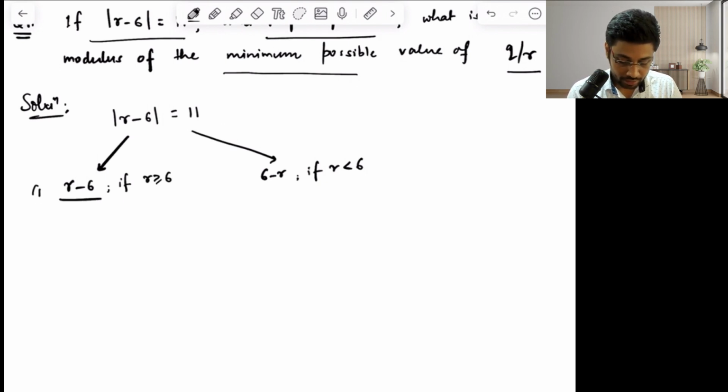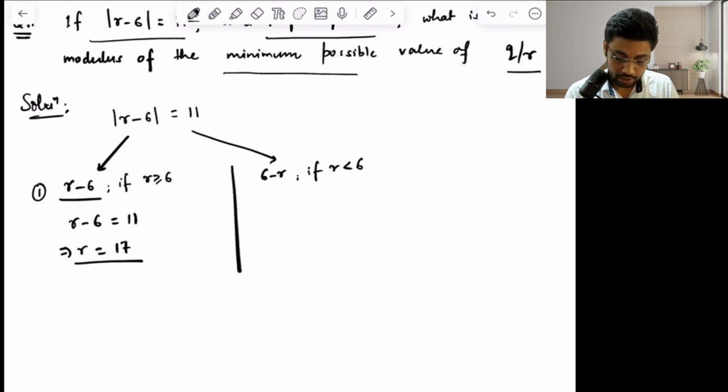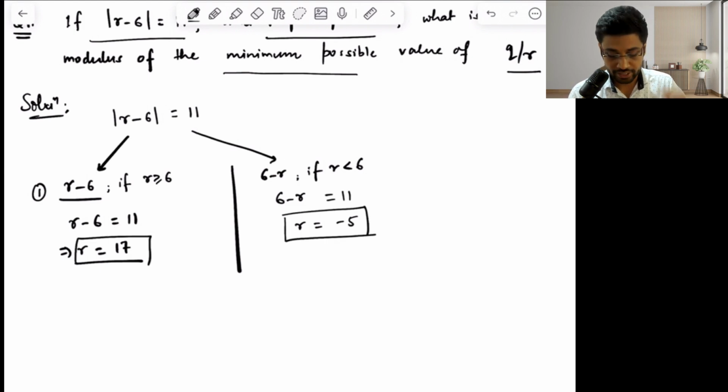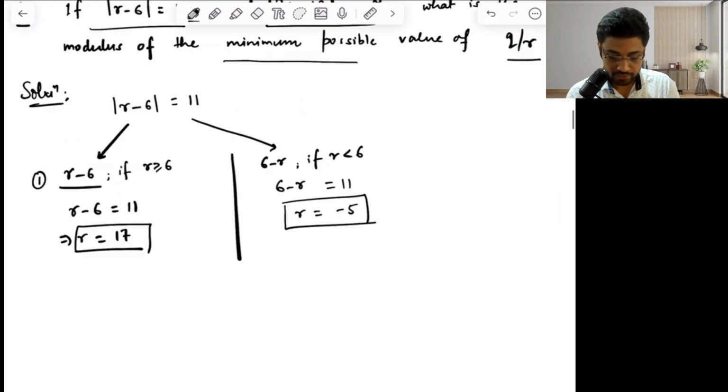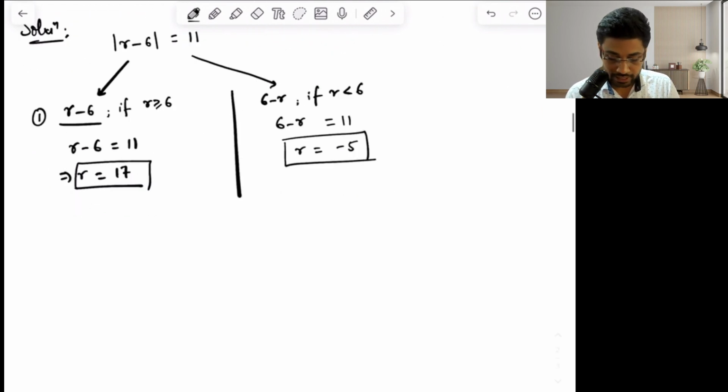In the first case, when modulus of r minus 6 is equal to r minus 6, we put r minus 6 equal to 11, which implies r is equal to 17. In the second case, modulus of r minus 6 is equal to 6 minus r, given that r is less than 6, and that again is equal to 11, which implies r is equal to minus 5. So these are the two possible values of r. It can be either plus 17 or minus 5. Let us solve the second equation.